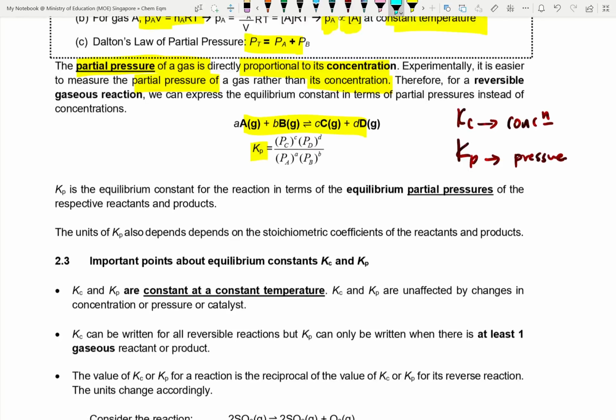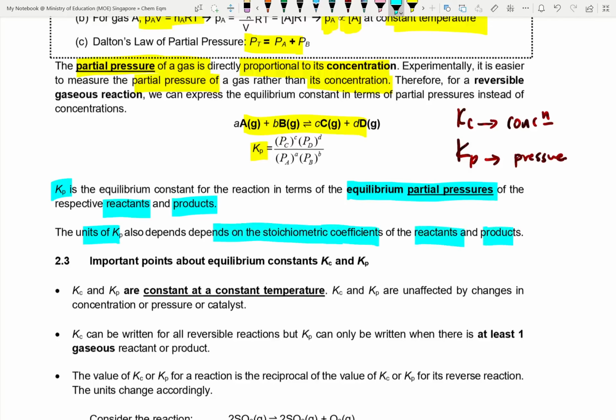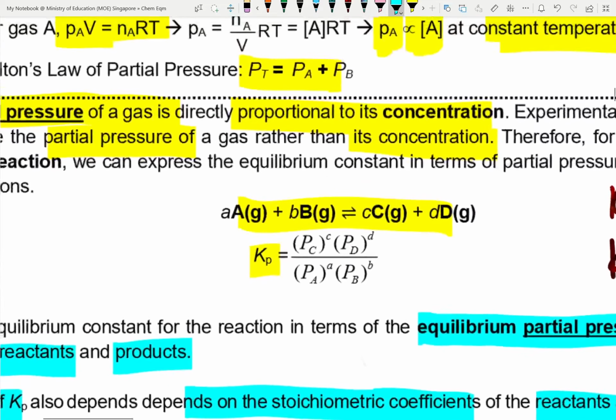So basically, Kp is the equilibrium constant for a reaction in which we actually use the equilibrium partial pressures of the respective reactants and products in the measurements. So the units of Kp are also dependent on the stoichiometric coefficients of the reactants and products. Okay, so you see the difference, right?